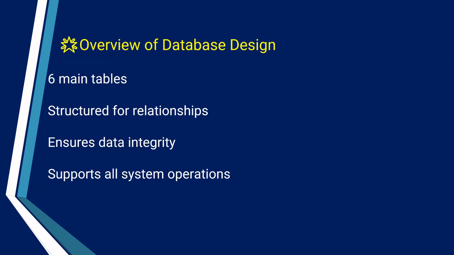Our database design consists of 6 main tables. Each table plays a specific role and connects with others through well-defined relationships. This structure ensures data integrity and supports all operations in the school management system.